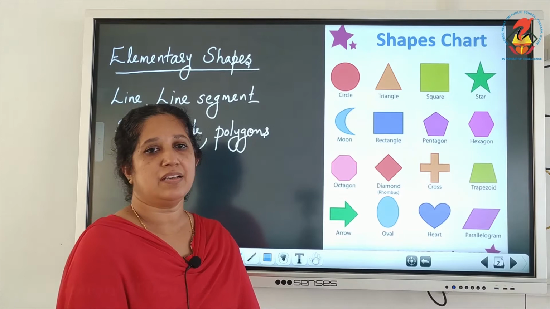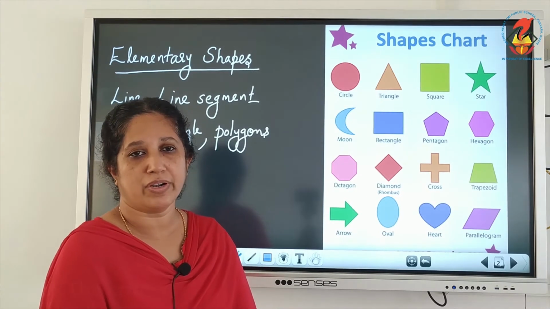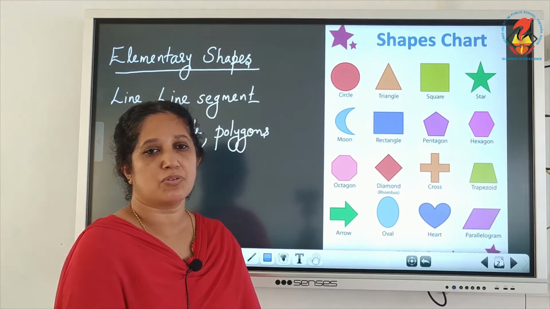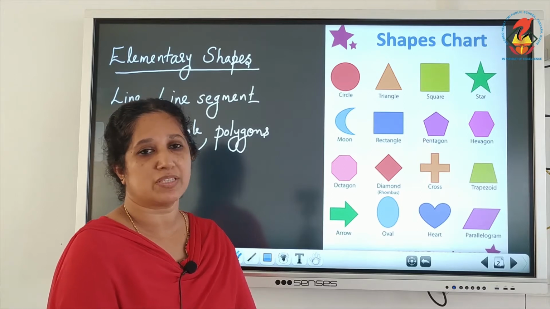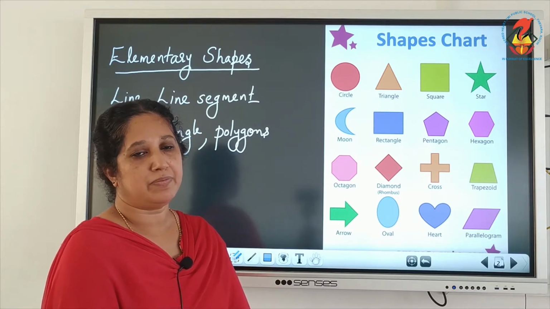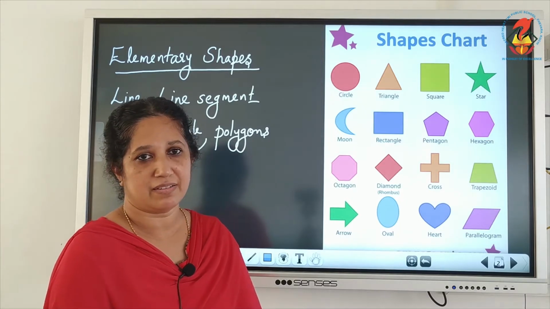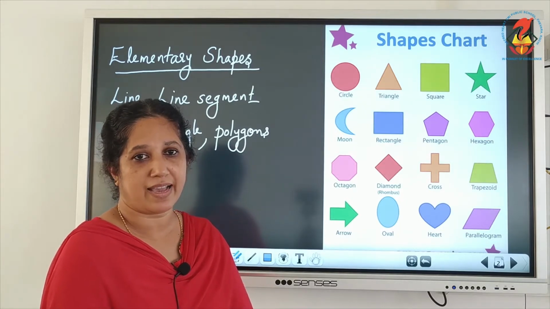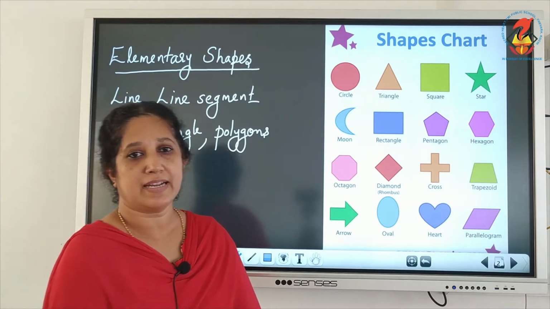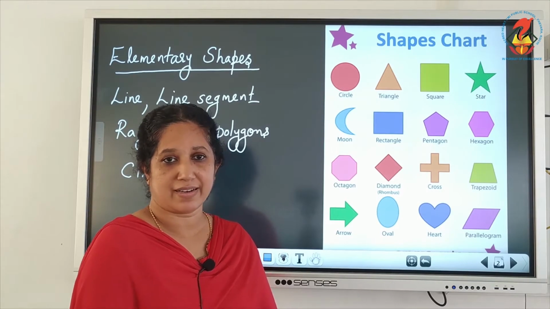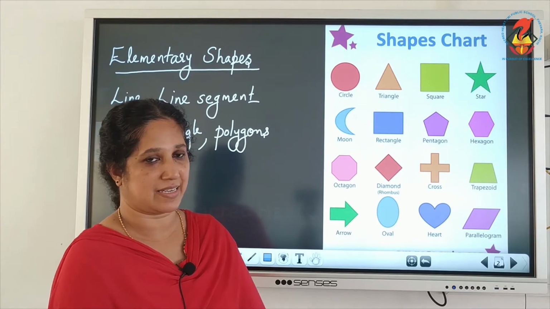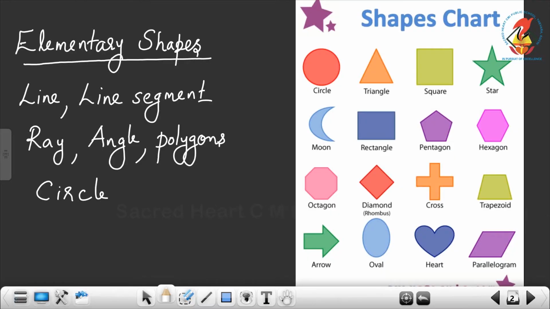We can see edges, corners, open curves, closed curves, planes in our surroundings. And mathematically we say that they are the line segments, angles, then polygons, triangles, rectangles, circles, etc. Now look at these shapes. You can see so many shapes, and most of the shapes are formed using the line segments, and some of them are formed using the curves.